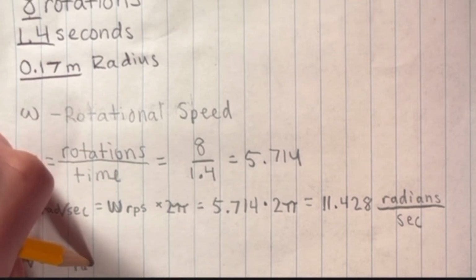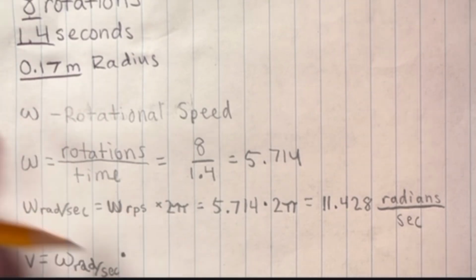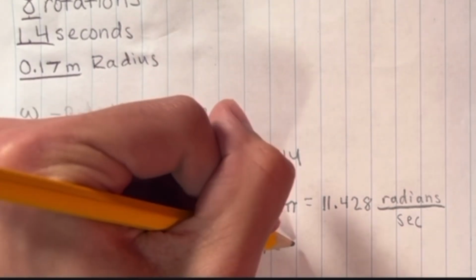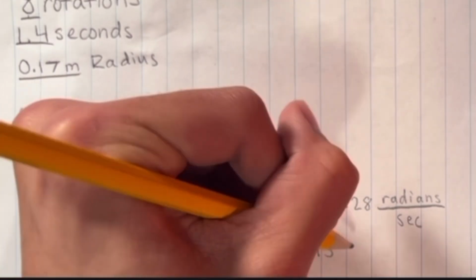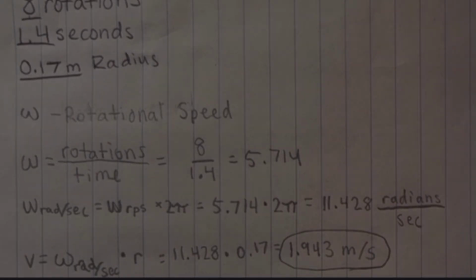Velocity is equal to the amount of radians per second the ball rotates times the radius, which is 0.17. After multiplying these numbers, our final velocity is 1.943 meters per second, which is how fast the ball was rotating when I threw it.